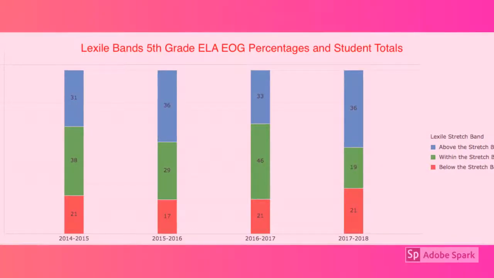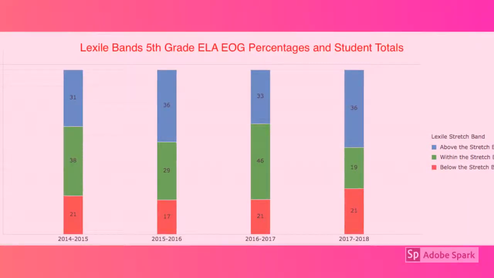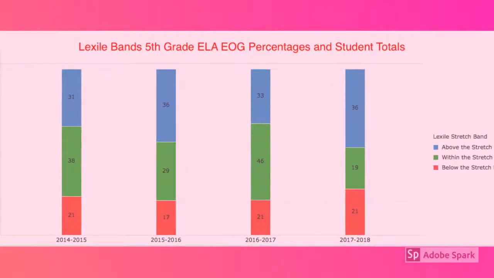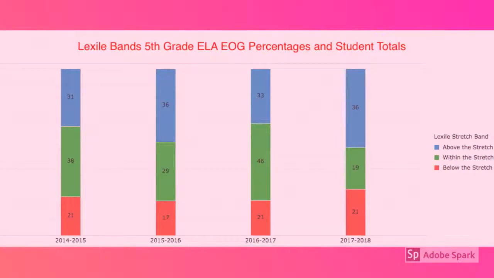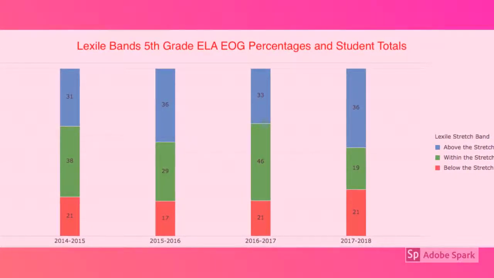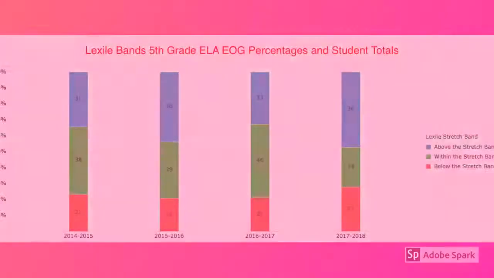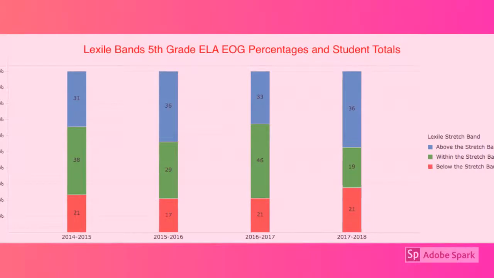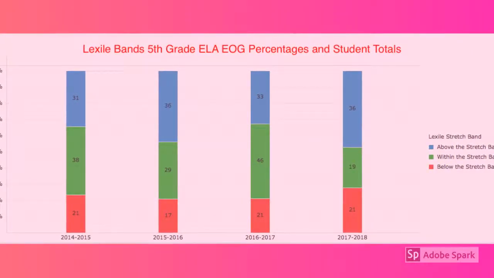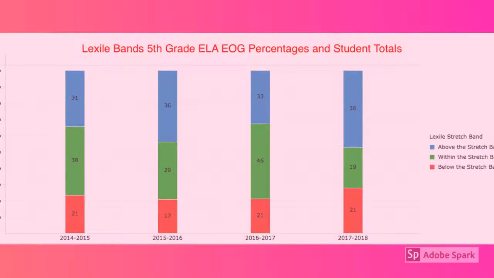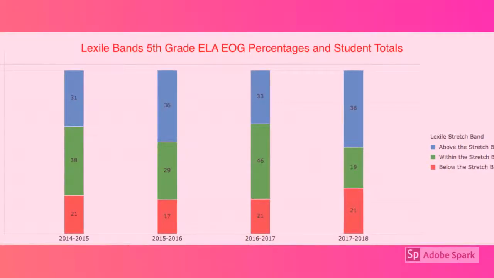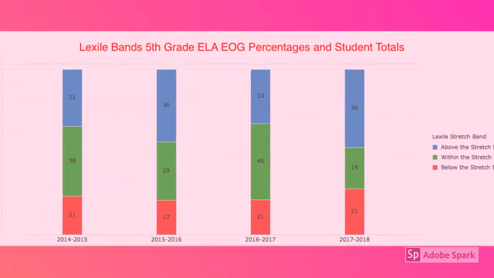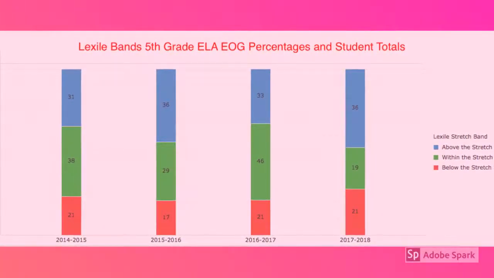Interesting. This particular graph shows the Lexile stretch bands from 2014 to the 2018 school years. As you can see, there has been a significant increase of students who score above the stretch band. However, students scoring within the stretch band has decreased, where the students scoring below the stretch band has remained consistent over the past 4 years. It begs the question, how are we meeting that particular group of learners' needs for reading, and what learners are inside those groups?